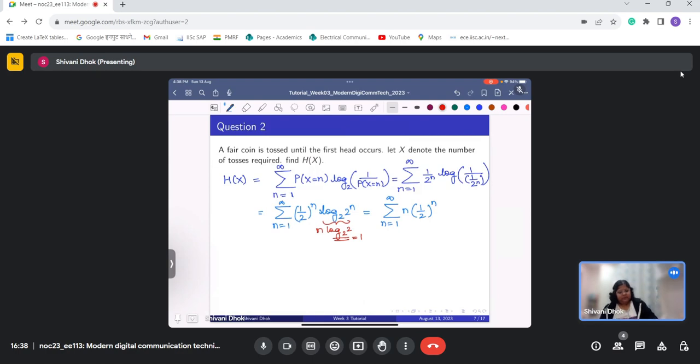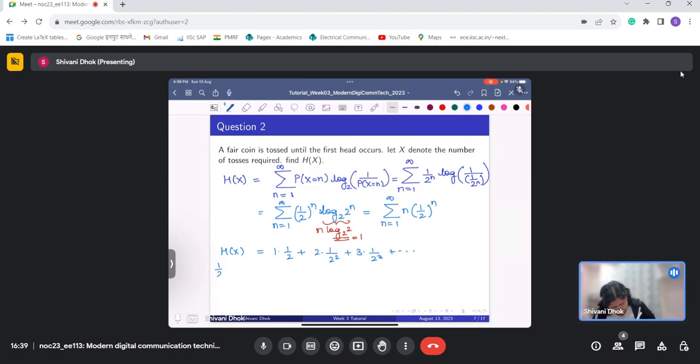Now this is an infinite arithmetico-geometric progression. So what we are having here is this H of X. I keep on forgetting the formula for this series, so instead of remembering the formula I prefer going with this simple method. This H of X I can write as 1 into 1 by 2 plus 2 into 1 by 2 square plus 3 into 1 by 2 cube and so on.